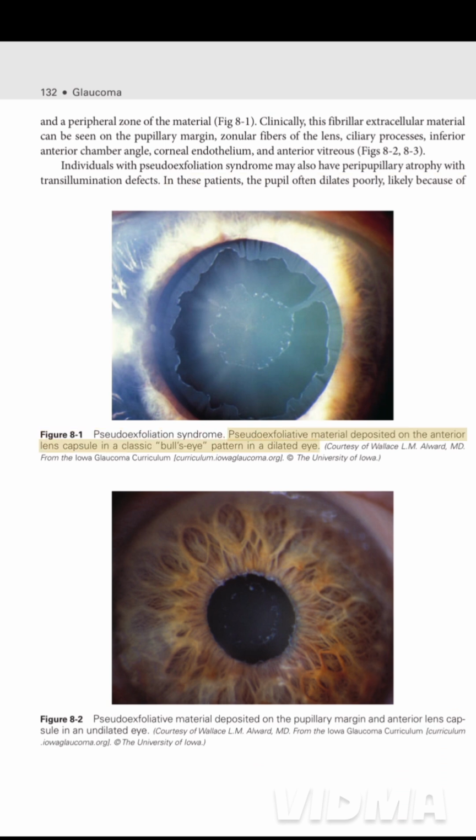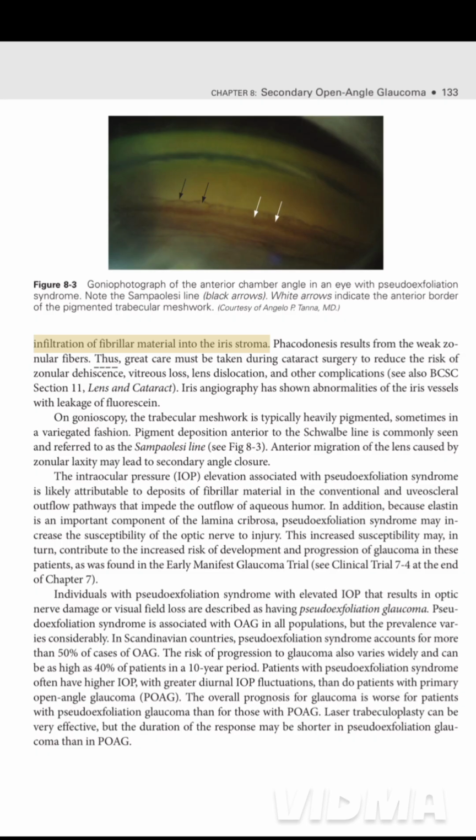Figure 8-1. Pseudoexfoliation syndrome. Pseudoexfoliative material deposited on the anterior lens capsule in a classic bull's eye pattern in a dilated eye. Courtesy of Wallace L. M. Alvord, M.D. From the Iowa Glaucoma Curriculum, Iowa Glaucoma, OAG, copyright The University of Iowa. Figure 8-2. Pseudoexfoliative material deposited on the pupillary margin and anterior lens capsule in an undilated eye. Infiltration of fibrillae material into the iris stroma.